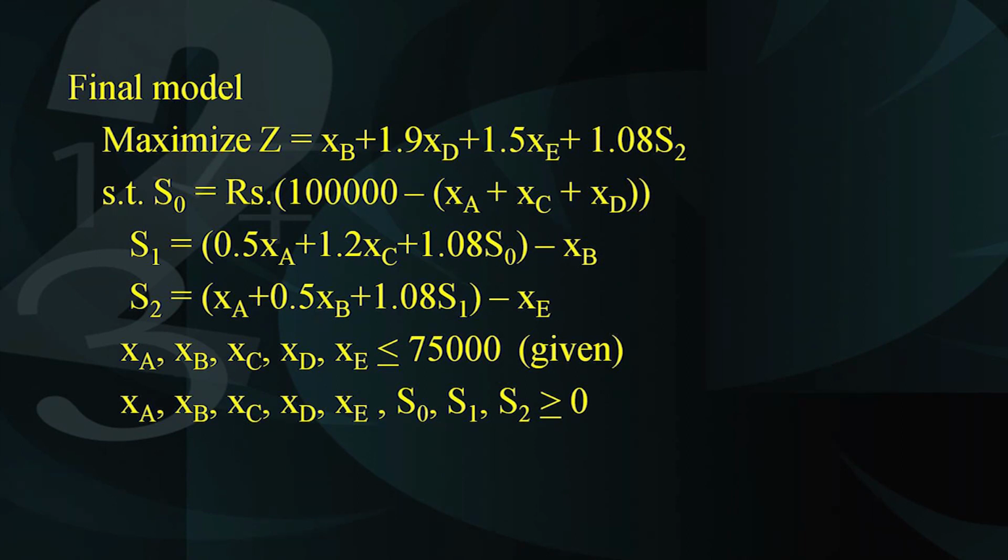Therefore, in a nutshell we can write down the final model as follows: the objective function and the constraints in terms of the S1, S2 and S3. Also please note that xA, xB, xC, xD should all be less than or equal to 75,000, and also each of the decision variables as well as S1, S2, S3 should be greater than or equal to 0.